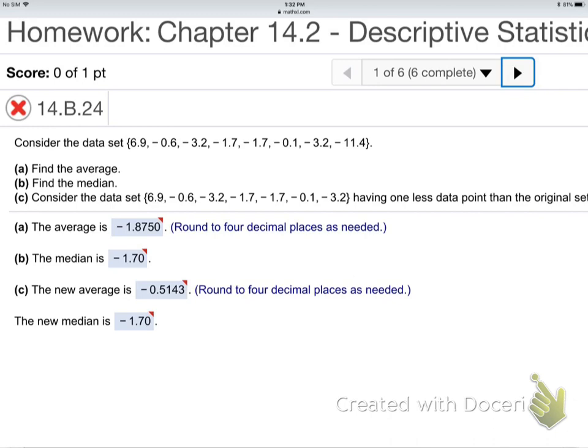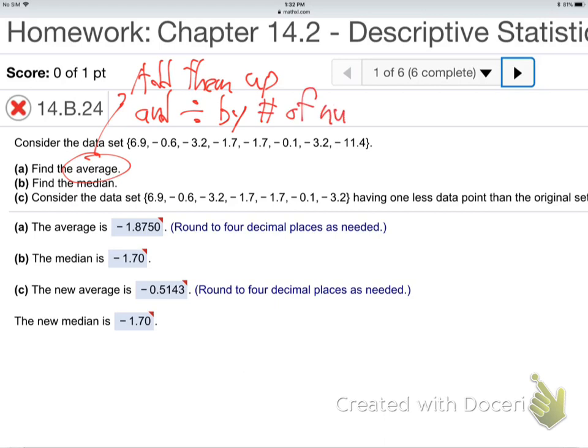14.2, here we go. They give you a data set, and they said find the average, the median, and then they change it. You guys know how to find average, right? How do you find the average of a bunch of numbers? Add them up and divide by how many. So for average, you add them up and divide by the number of numbers. We always call that N in all these statistics formulas, the number of numbers.